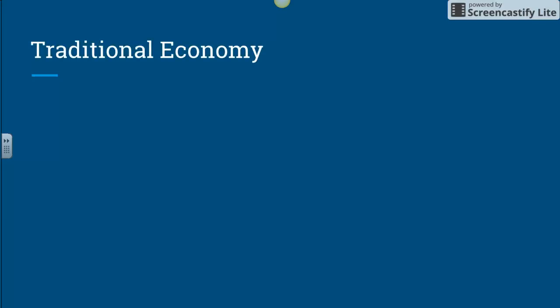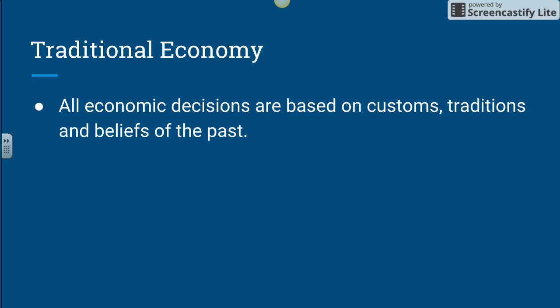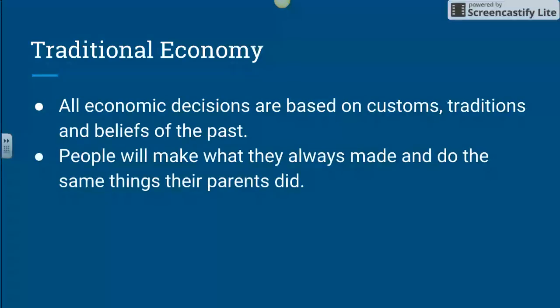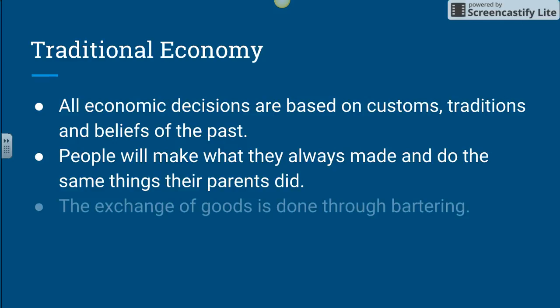In a traditional economy, all economic decisions are based on customs, traditions, and beliefs of the past. People will make what they always made and do the same things their parents did. The exchange of goods is done through bartering. Bartering means exchanging something or trading something without money.